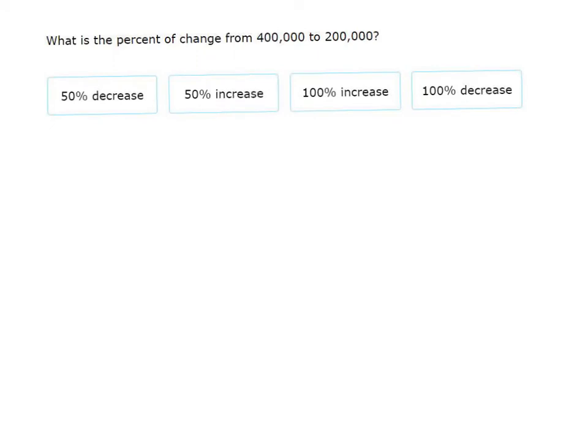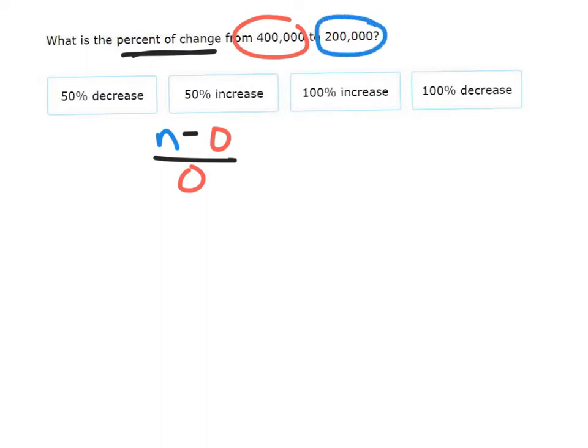When we look at this next problem, again we have this idea that I'm looking for the new minus the original over the original. So I need to identify those two things. What is the percent of change? So this time it just says a percent of change. We don't necessarily know if it's the increase or decrease right away. So I look from 400,000, so here is my original, to 200,000.